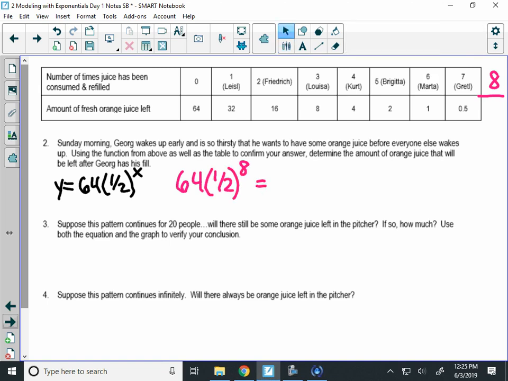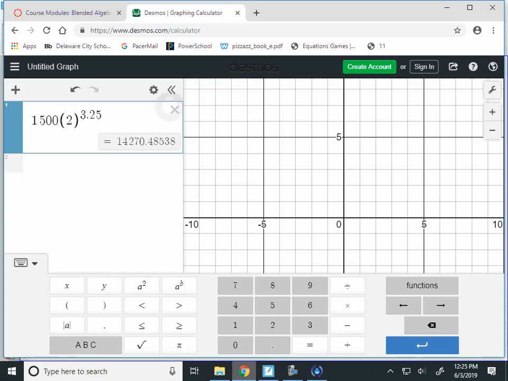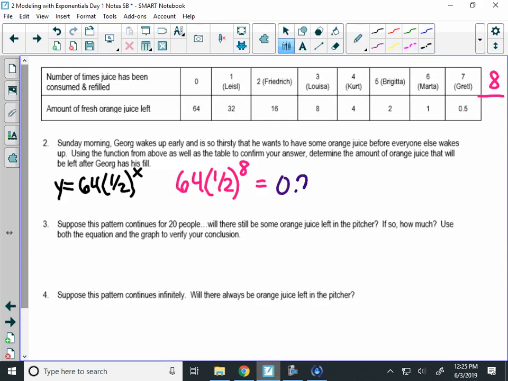And go ahead and we can type that into our calculator or Desmos. So we'll start with 64 times 1/2 to the 8th power. And you get 0.25, 1/4 of an ounce. Not a lot of orange juice left. It might taste a little watery.